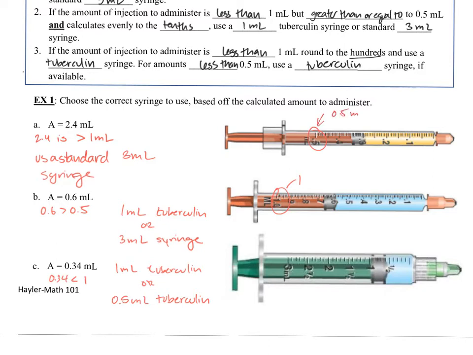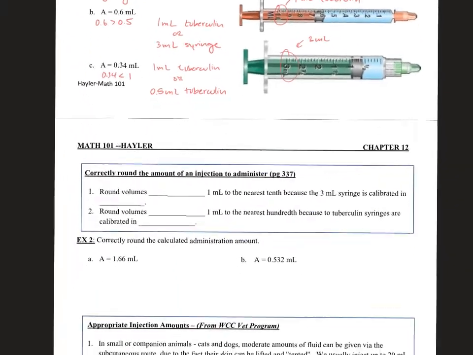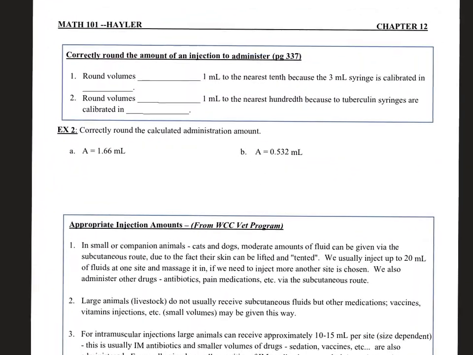0.5 milliliter tuberculin. And this one is the 1 milliliter tuberculin. And this is the standard 3 milliliters. Alright, so moving on. Next page.